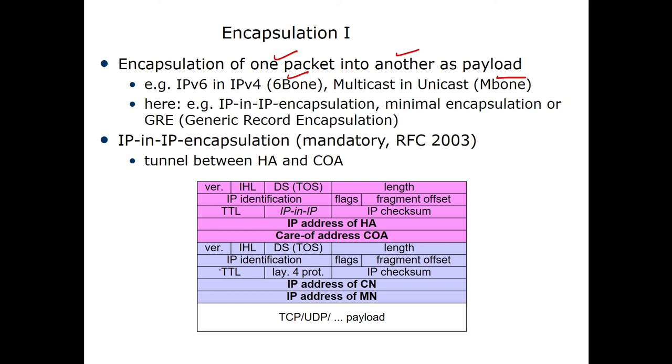TTL stands for time to live. When the TTL value is set to 1, it means the amount of time a packet exists inside the network is a time period of 1, right? And we have different fields with respect to IP in IP: protocol, checksum, and data transfer, the IP address of the correspondent node, and the IP address of the mobile node. This is followed by the TCP and UDP payload.